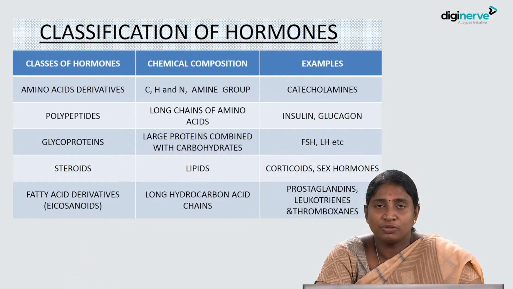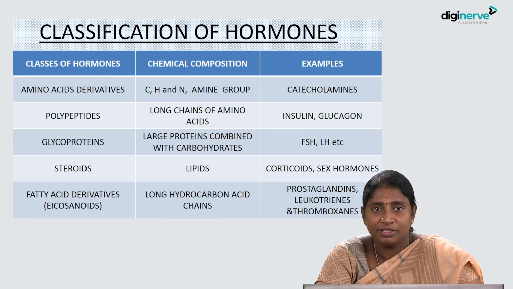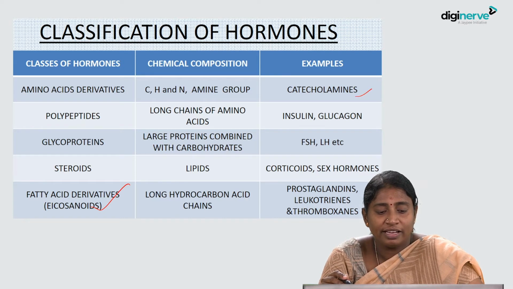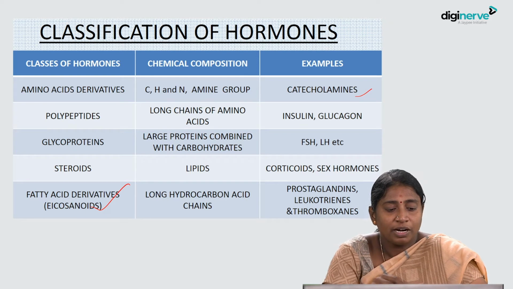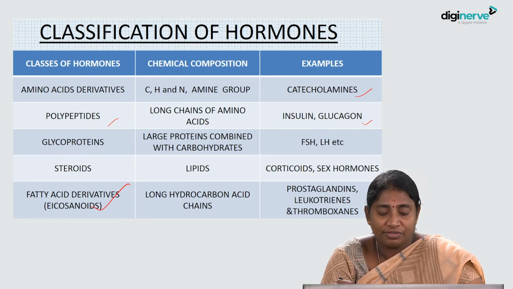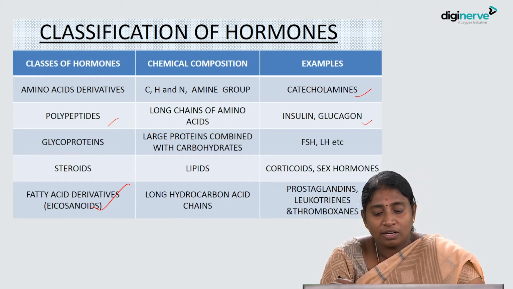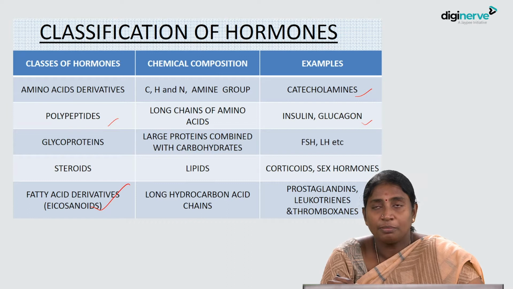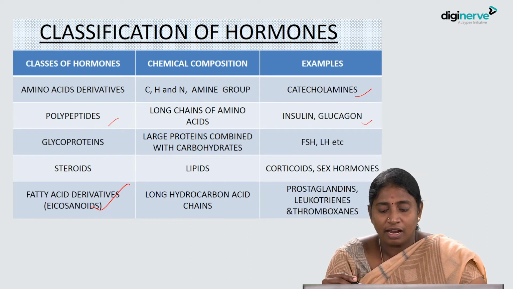So let's see the classification of hormones. Hormones are divided into amino acid derivatives, polypeptides and glycoproteins, steroids, and fatty acid derivatives. The example for the amino acid derivatives is catecholamines. The chemical composition of this is C, H, N and an amine group. The polypeptides: insulin and glucagon. Glycoproteins: LH, FSH. Steroids: corticosteroids and sex hormones. Fatty acid derivatives: prostaglandins, leukotrienes and thromboxanes.